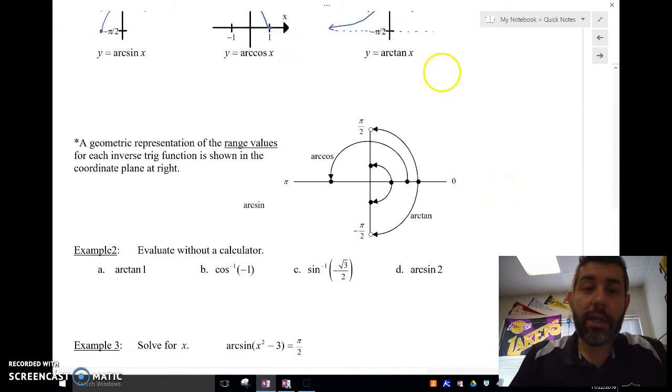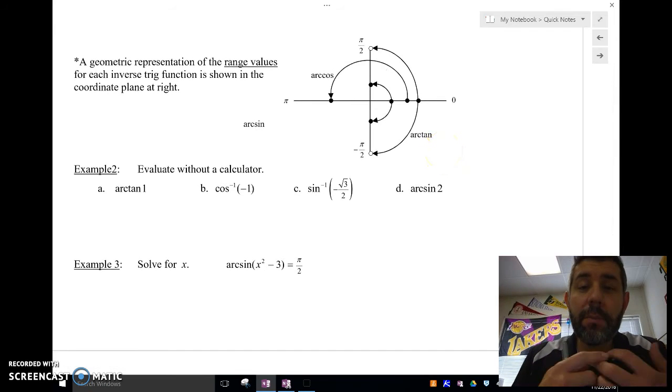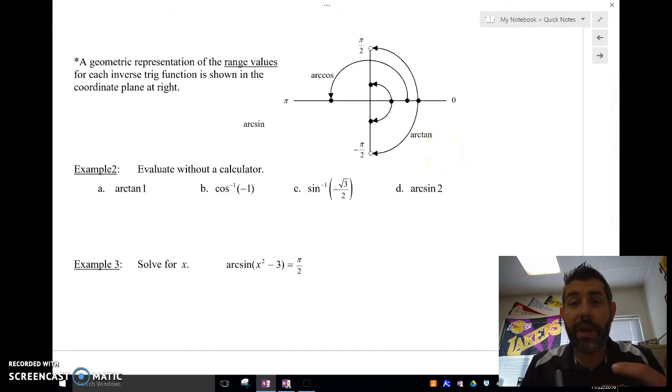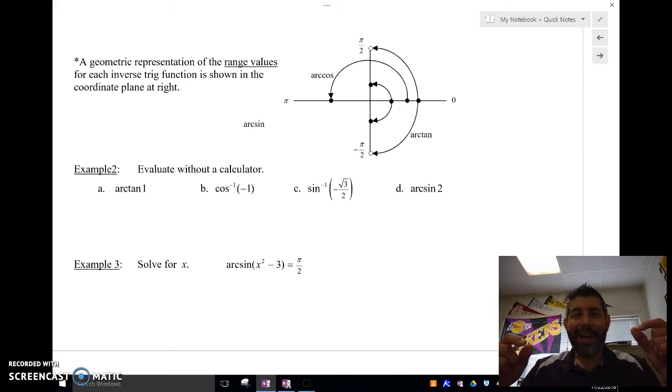Let's take a look at some of the things here. You have to make sure that you stay within these range values. I can't stress that enough. And here's a picture of the range values on a unit circle.